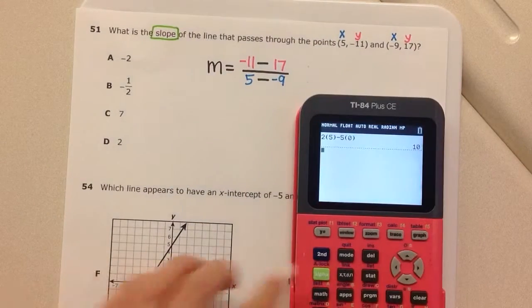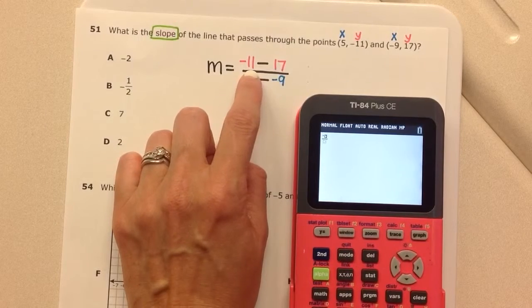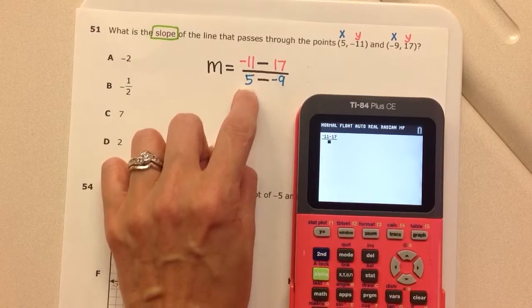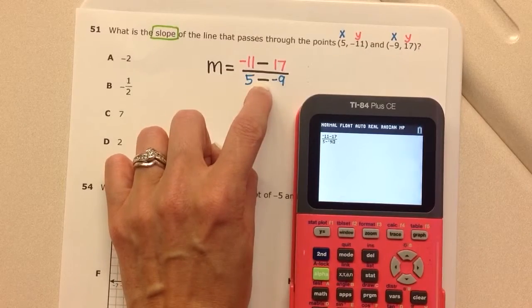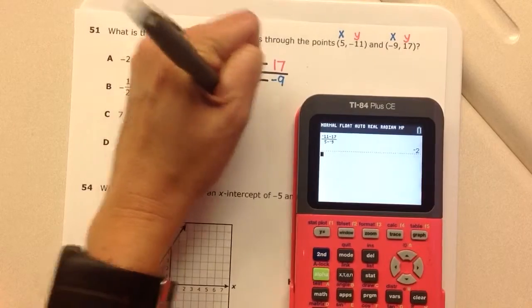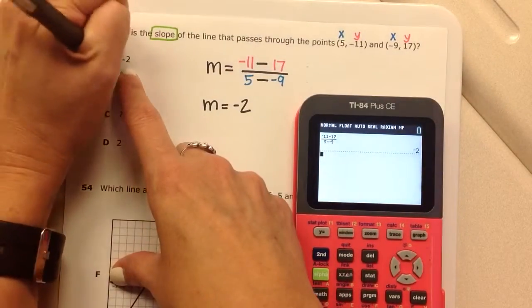Now I'm going to use my calculator, and I'm going to type all this in at once to make it easy on myself. I'm going to do negative 11, subtract 17, over 5 subtract a negative 9. And I'm going to get for my slope negative 2. And the correct answer is A, negative 2.